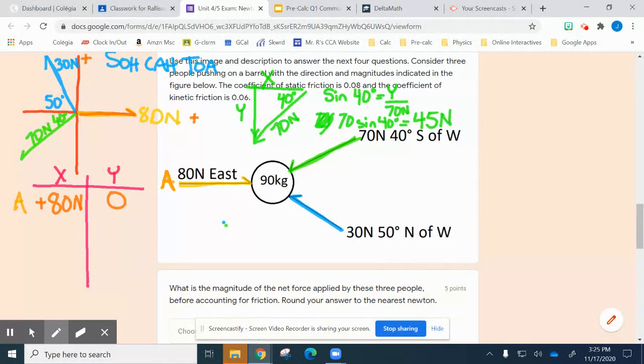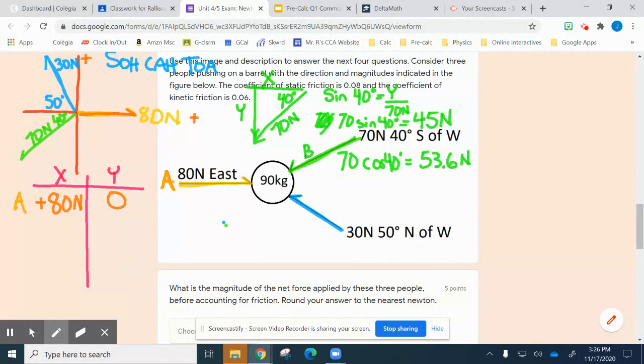Okay, 45 newtons. And now we can do the same thing with the cosine, because the cosine is the adjacent leg over the hypotenuse, right? So 70 times the cosine of 40 degrees is 53.6 newtons. So now we can enter those in our chart, and we'll call that vector B.